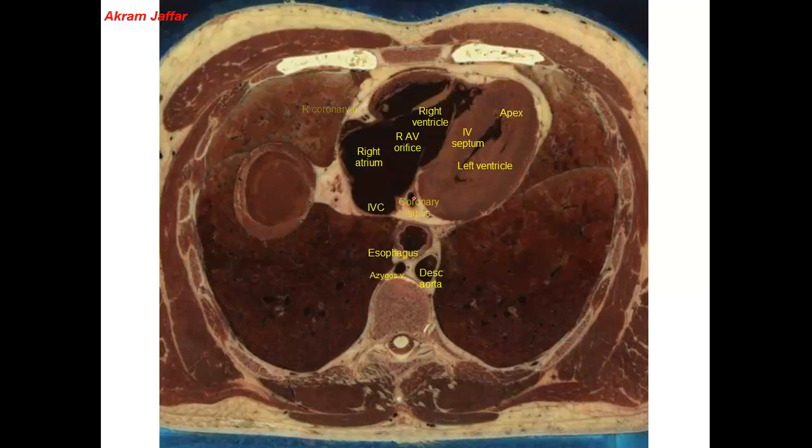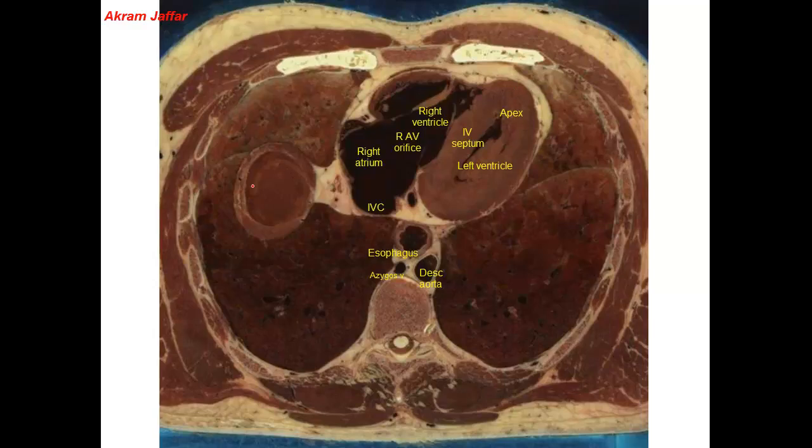Again, this is the coronary sinus opening into the right atrium, and you can see the thickness of the left ventricle. Very thick wall. The interventricular septum is as thick as the wall of the left ventricle and not the right ventricle. And the left ventricle is forming the apex of the heart.